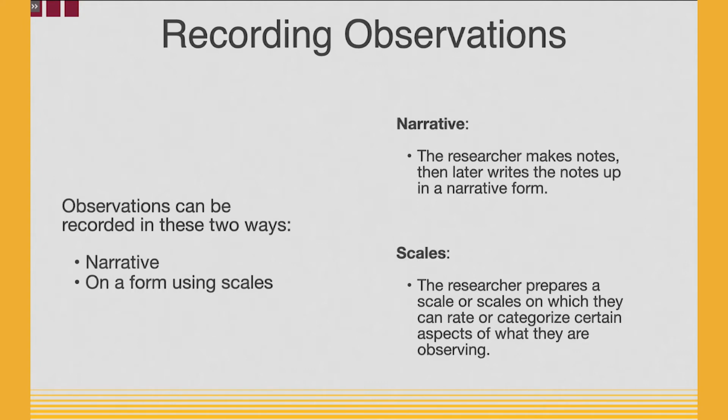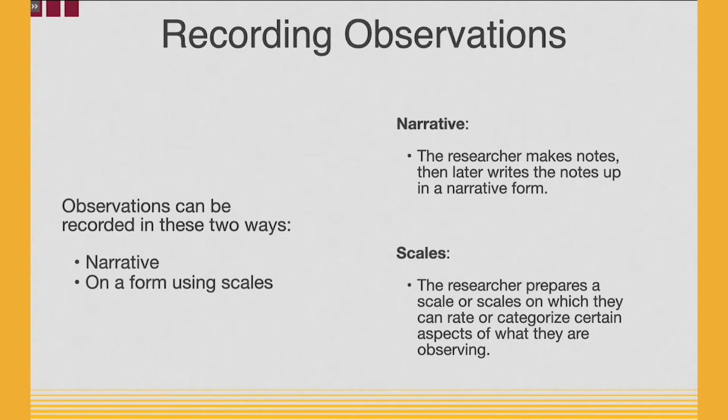Observations can be recorded in two ways. They can be recorded in a narrative manner, or on a form using scales. In the narrative technique, the researcher basically just sits and takes notes on what he or she is seeing, and then later uses those notes to write up a narrative form, which is basically like a story form, right?